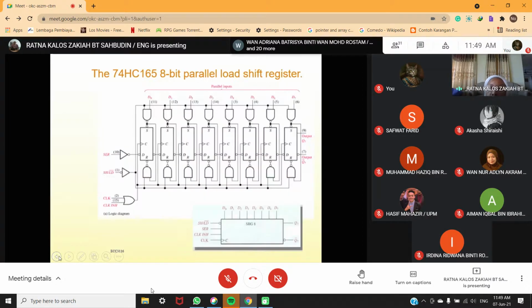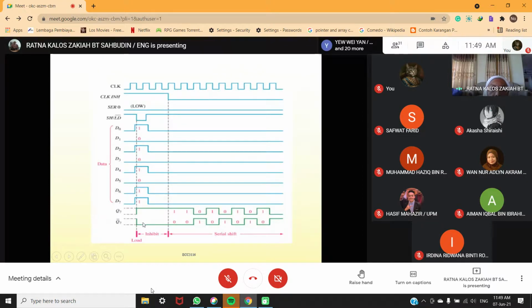Look at this symbol here. Where is clock inhibit here? So in this part, inhibit, nothing happens yet. It's okay until the inhibit goes low. And also look at the signal here. This is high, so it will start to shift. So then it will shift. Okay, serial shift. So just now one goes in, 1 0 1 0 1 0 1 1. So we shift.